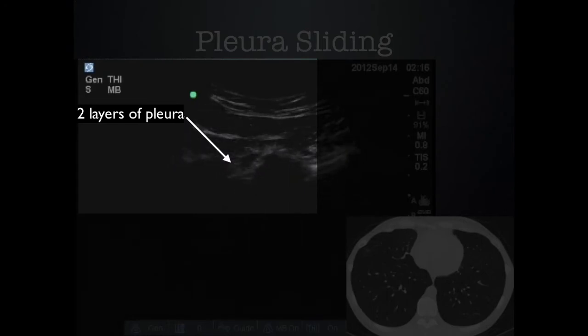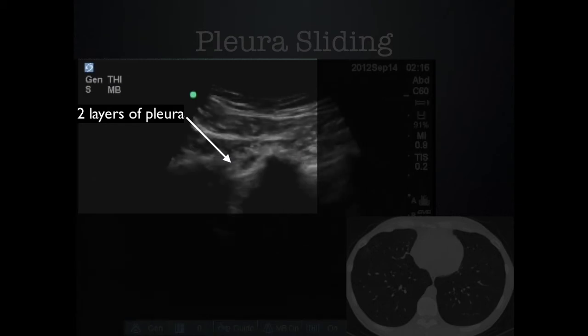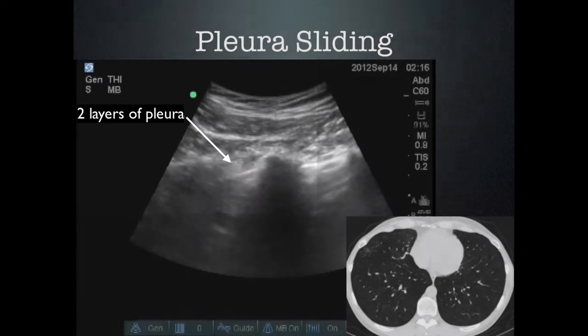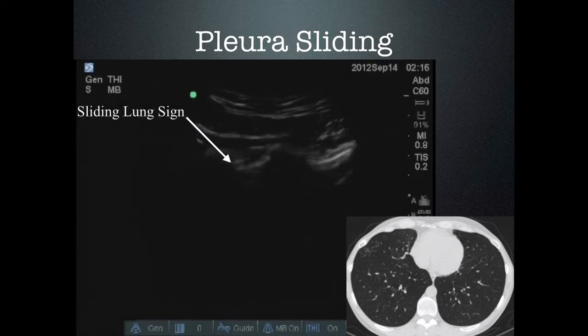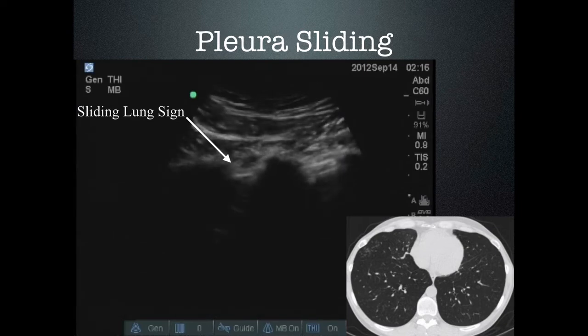However, as we turn down the gain as we have here, you can see that those 2 pleural surfaces are moving relative to one another. That is because the parietal pleura is fixed to the chest wall, and the visceral pleura is sliding with lung inspiration and exhalation. This is called the sliding lung sign, where the 2 pleura are moving one against each other. And it's very easy to see when you turn down the gain, and you can see just the pleura deep to the ribs. In this case, we're using a curvilinear abdominal probe, and it provides a fine detail of the pleural surface.